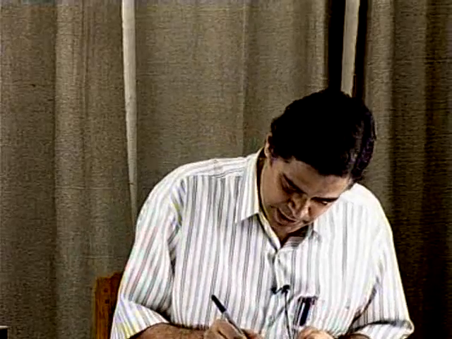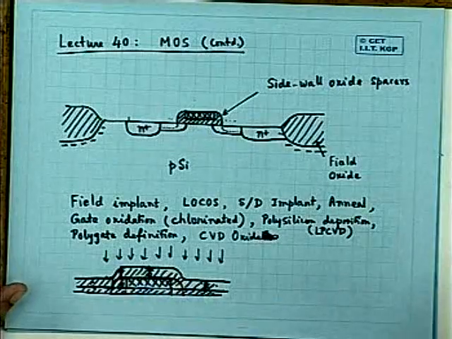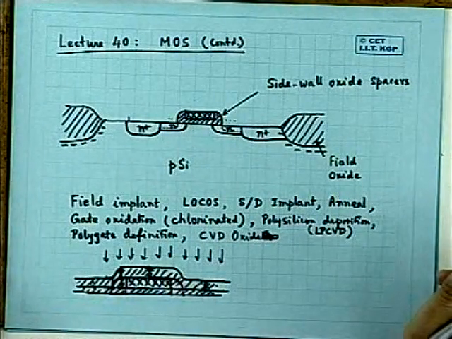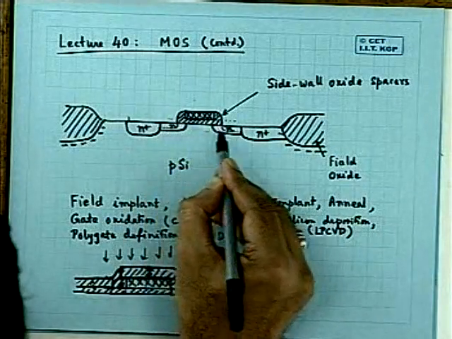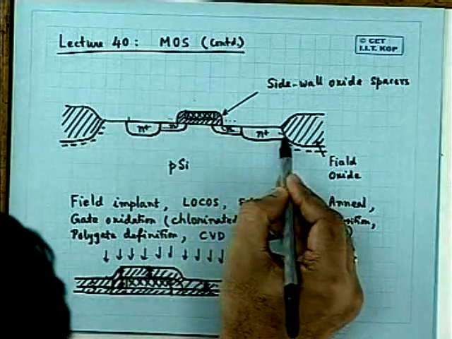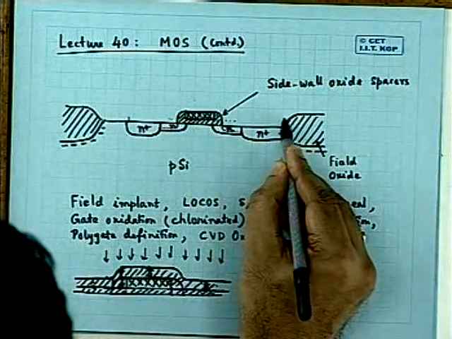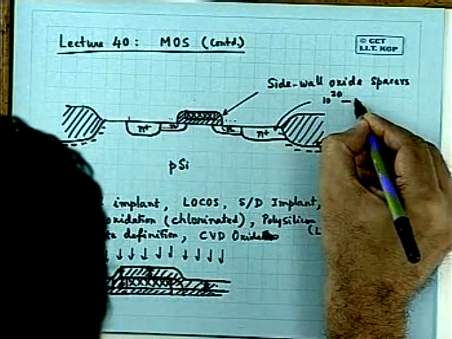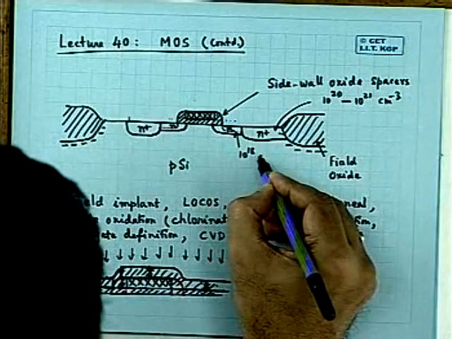So as a result, what happens? Ultimately, you get a profile which looks like this. And you critically adjust the antimony implantation dose and energy and anneal time such that this region doping is relatively less than the doping of these regions. Is it okay? Whereas the doping here may be of the order of 10 to the power 20 to 21 per centimeter cube. In this region, doping is around 10 to the power 18 or like that per centimeter cube.